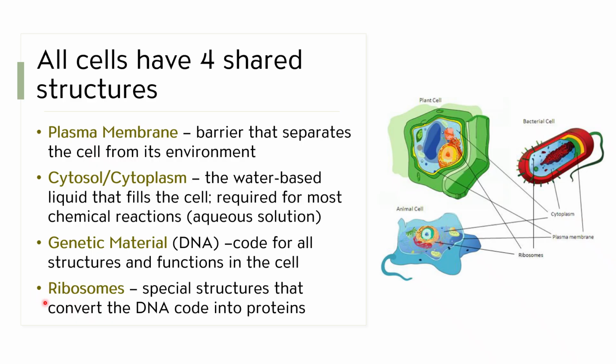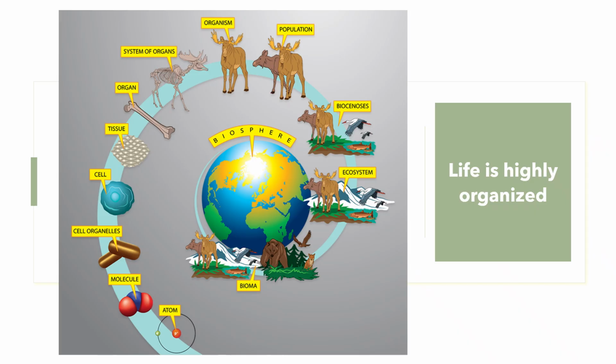And then you have ribosomes. These are important because they are the organelle, the structure that can convert the DNA code into the proteins. So you need something to be able to read that DNA and turn it into a protein, and that's what ribosomes do. These are not made of membrane, so all cells have them, whether you are a prokaryote or a eukaryote, since they are not a membrane-bound organelle.